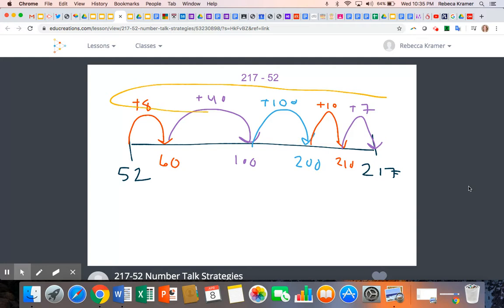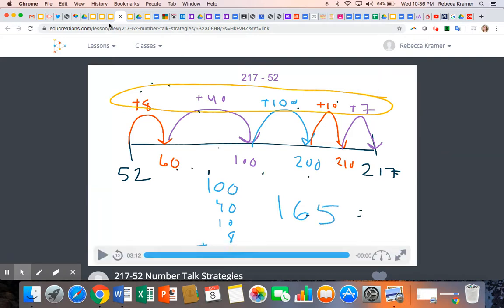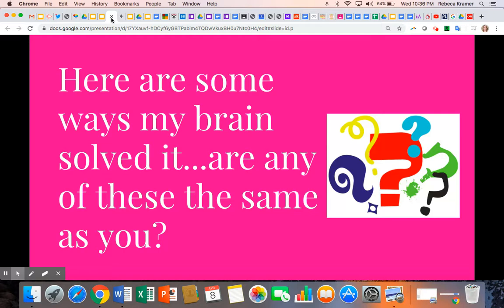Finally, I add these numbers together to get my answer. So if I go in order of greatest to least, 100 plus 40 plus 10 plus 8 plus 7 is going to give me 165, just like the other strategies. Hope this was helpful. So did any of my strategies seem similar to yours?